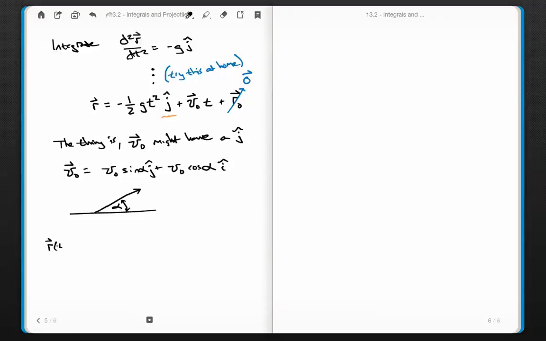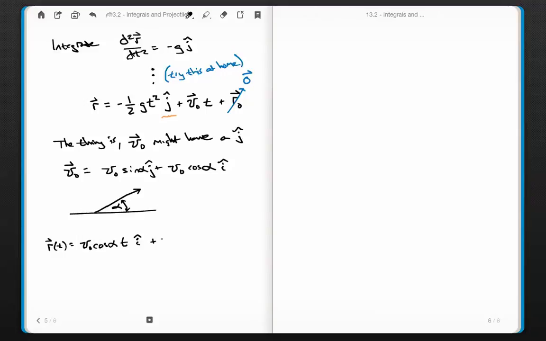The position vector will look like, let's do the I terms first because that makes the most sense. The only I we've really got is from this thing, and that gets multiplied by the t. So it's v initial cosine alpha t I. That takes care of the I component, because that's the only I component in this whole thing, just from the initial velocity.